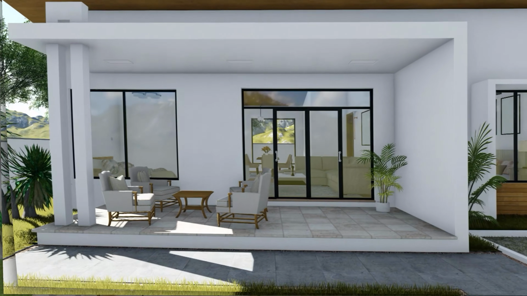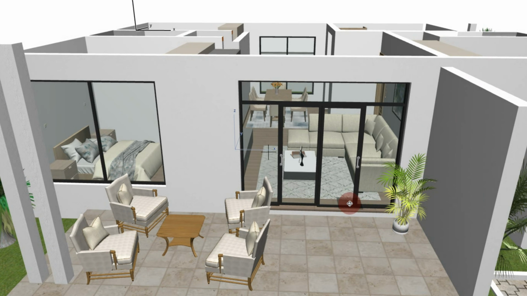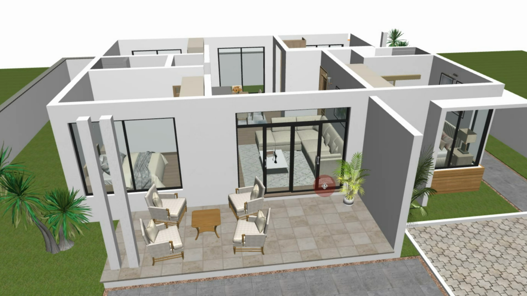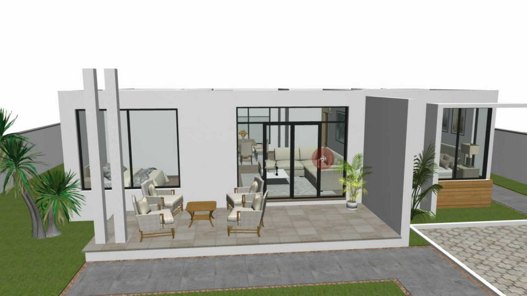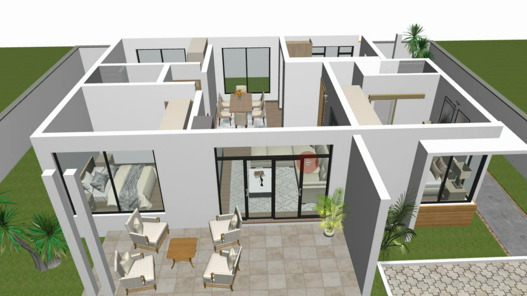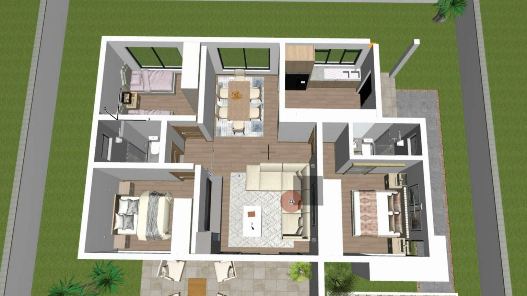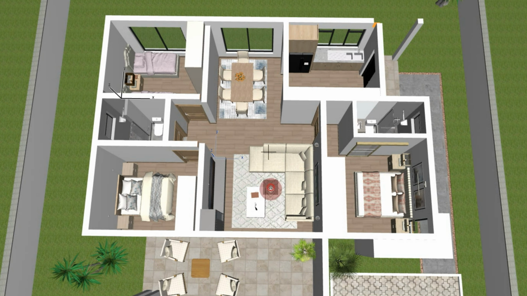This is what I was talking about, the indoor-outdoor flow. You want that when you're in the porch, you can easily get into the lounge and vice versa. And that sliding door offers you that opportunity. So once you enter the house, that is what you see. This is a very simple, compact design.